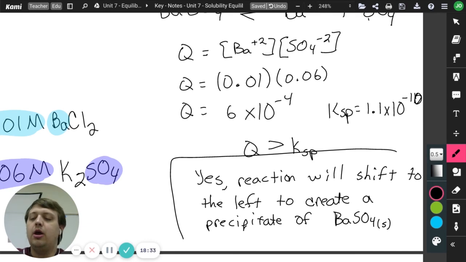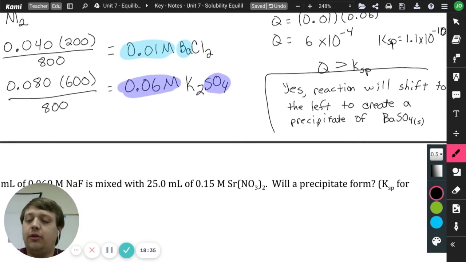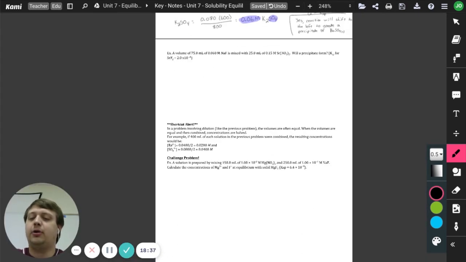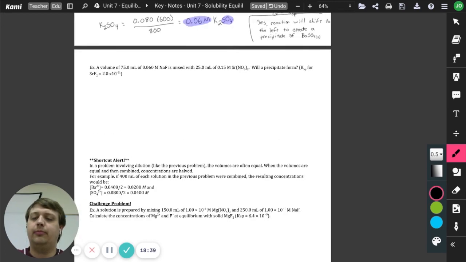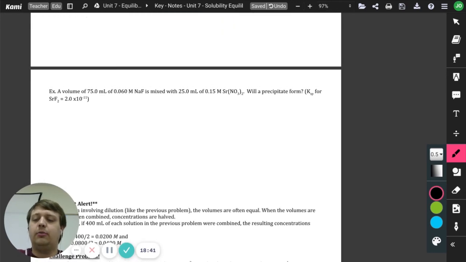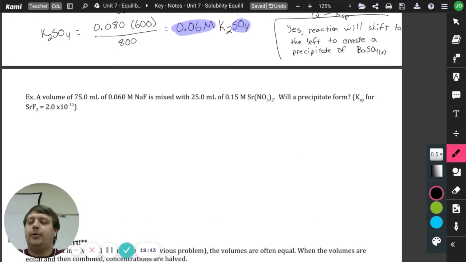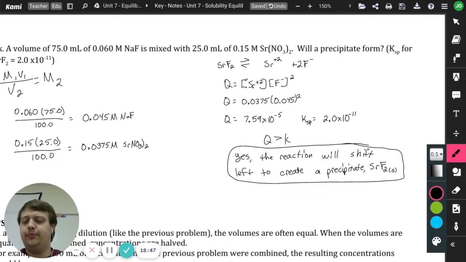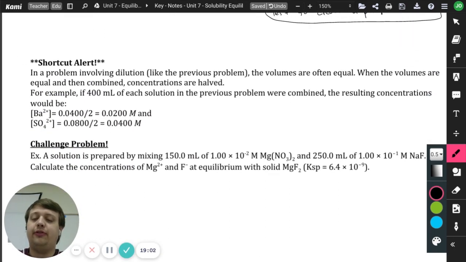Okay. All right, y'all. So I want y'all to go ahead and solve this next problem. So pause your video, solve your problem, and then we'll go over it. All right, so what we should have found is that yes, because your Q is greater than K, the reaction will shift to the left to create that precipitate SrF2. All right. Okay, y'all, this final problem here.